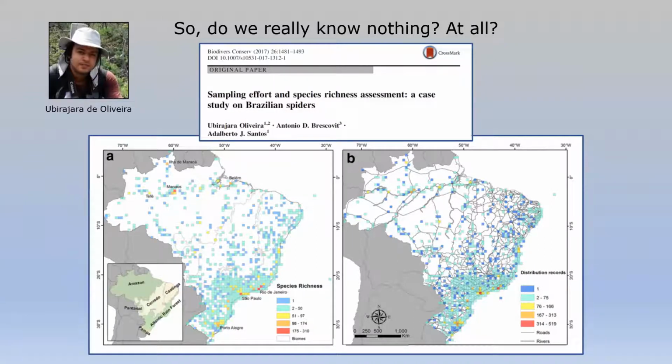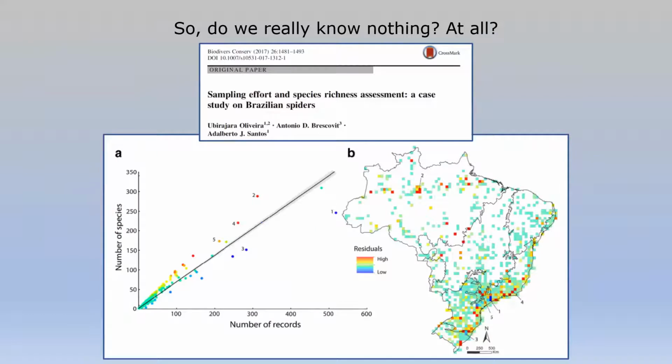For example, if we look at the relation between the number of species and the number of records within each grid cell, we can identify areas of potentially high species diversity, like this one in the Amazon, and areas of potentially low species diversity, like this one. But most importantly, we can identify areas in need of intensive future sampling. But there is more we can extract from this type of data.